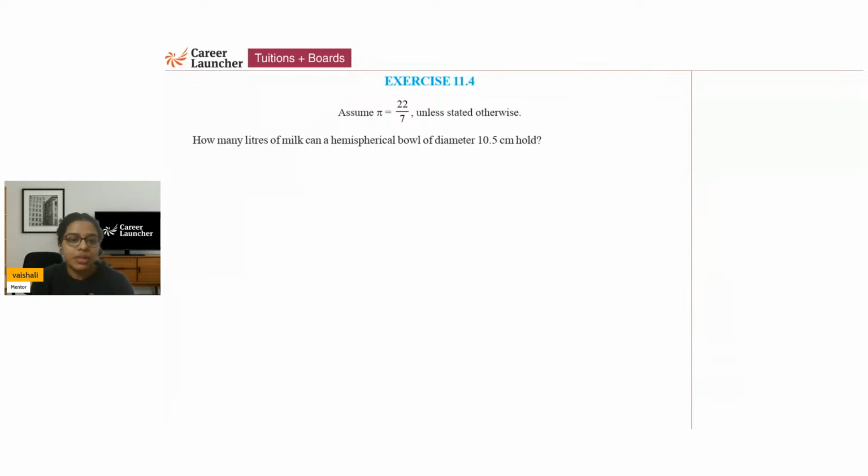How many liters of milk can a hemispherical bowl of diameter 10.5 centimeter hold? So in this case सबसे पहले तो keywords highlight कर लेते हैं. Hemisphere है, हमारे पास diameter है. So how many liters can it hold? It's obvious कि volume पे based question है. The capacity to hold is nothing but the volume. Now hemisphere का formula क्या है? 2 by 3 pi r cube. Do you know the radius? Yes. Radius is 10.5 divided by 2 और इसी को मुझे substitute करना है to get my final answer.